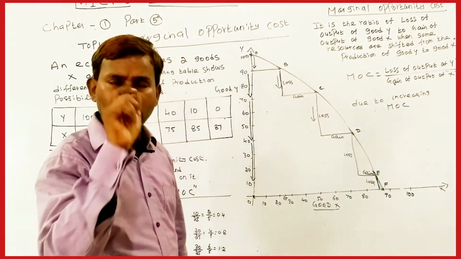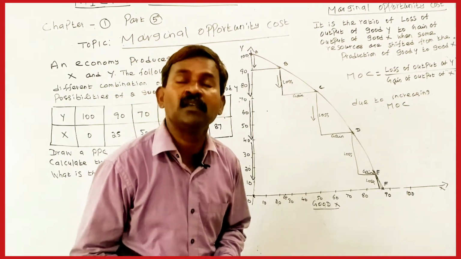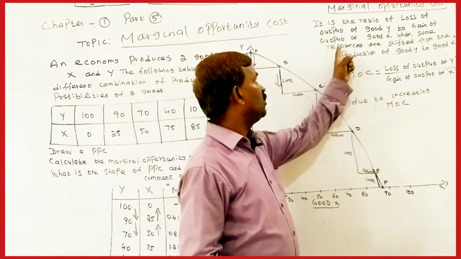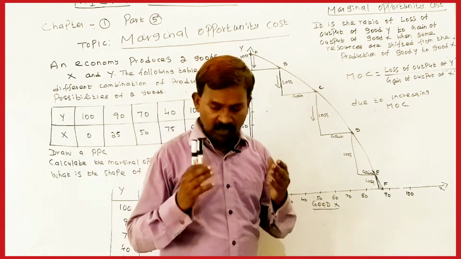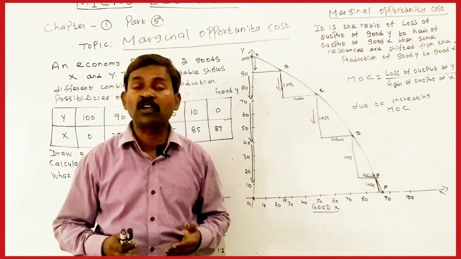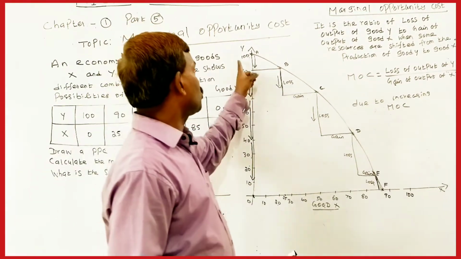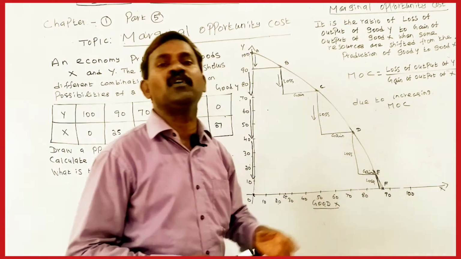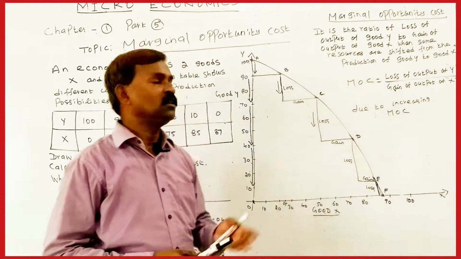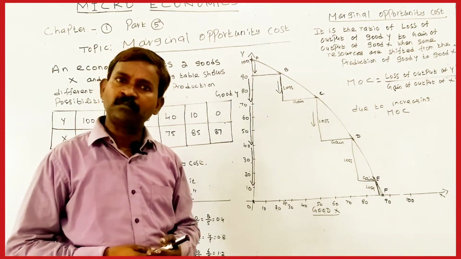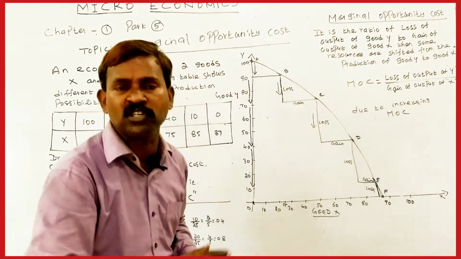Two things are very important. Number one, PPC slopes downward. Why does the PPC slope downward? It is because, as I told you, if the economy wants to increase the production of one commodity, the economy must sacrifice the production of another commodity by some number of units. Therefore, the production possibility curve slopes downward. Number two, this is very important. What is the shape of this PPC? It is concave in nature.